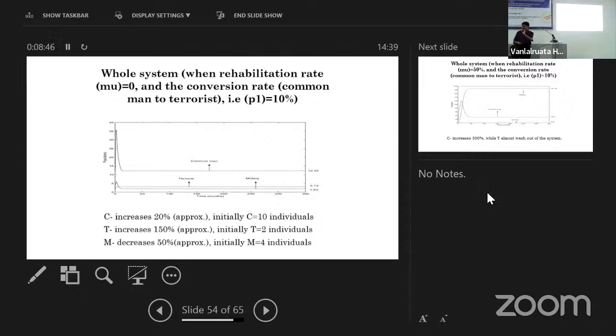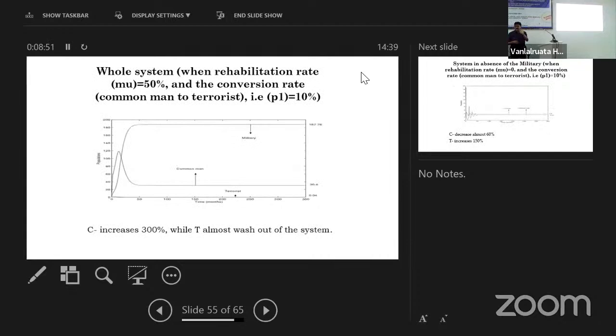Now I have opened my BRS, that is Q is equal to 50%, and the conversion rate is said, okay, common. The magnitude payload is 10%. In that case, C increases 300%, while T, that is the payload, is almost lost from your system.